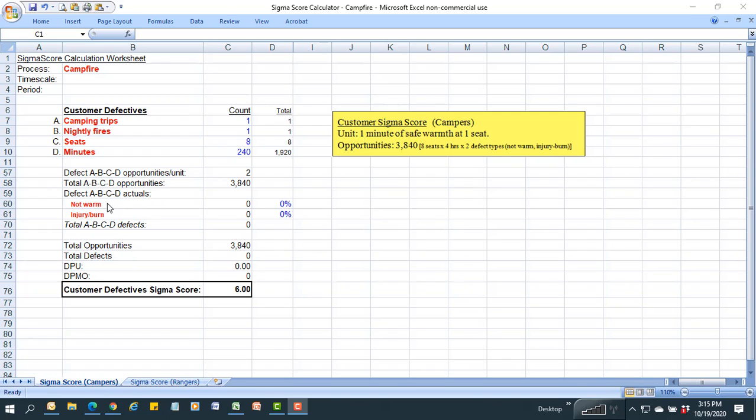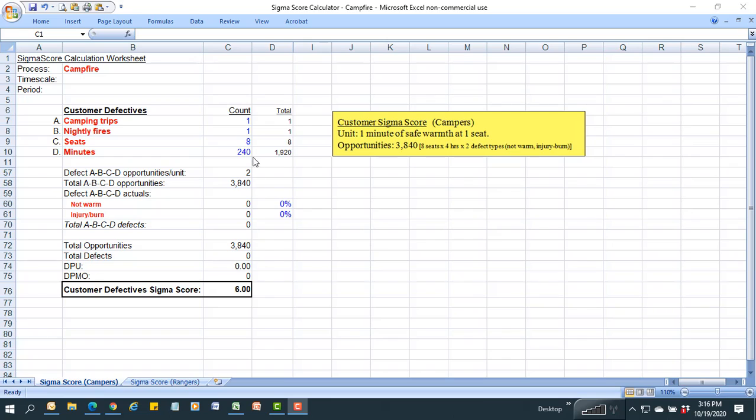There's two possible defects that can occur to the camper as customer. The fire might not be warm enough, meaning we haven't built a large enough fire to heat all those people at that distance, or someone could be injured or burned by an ember or a discharge coming out of that fire. We don't want either of those things to happen. So we have two opportunities, two defect lists per unit. In this particular case, we have 1,920 units for a single campfire, times the two is 3,840 opportunities, which is what we calculated back in that spreadsheet. 8 seats at 4 hours for two defect types come to 3,840 defect opportunities per campfire as we go through.